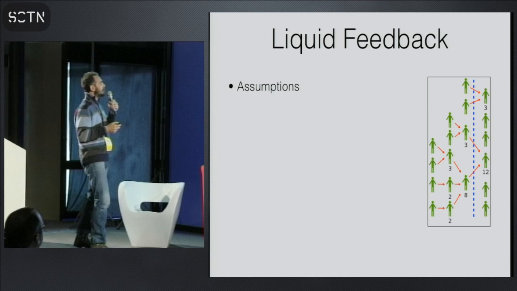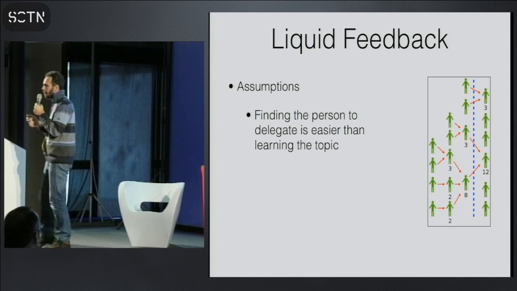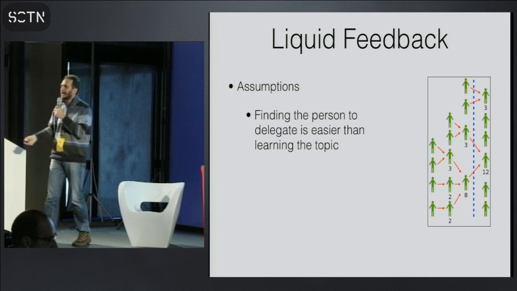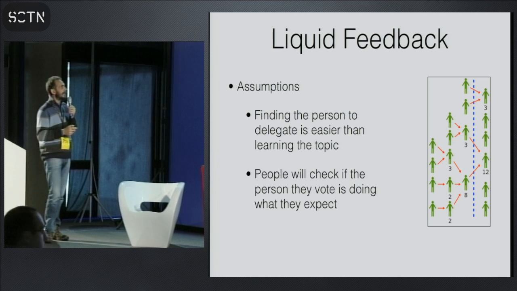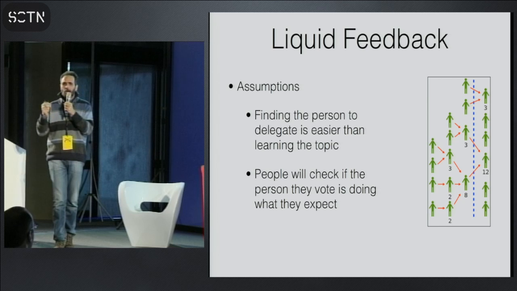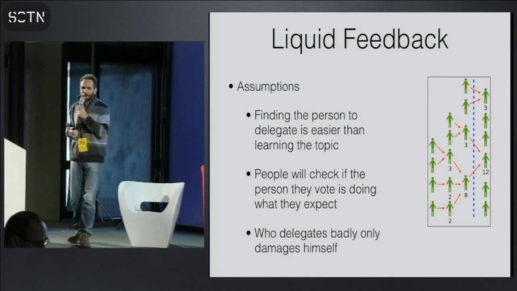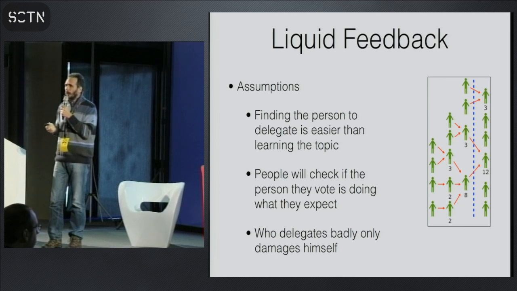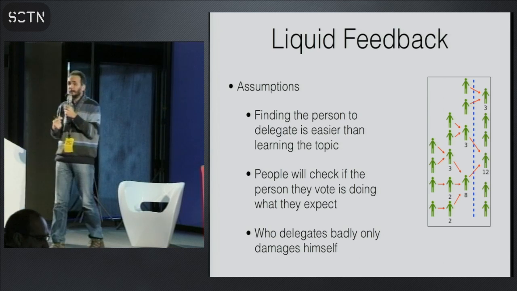There are some assumptions that you are making with this, and the first one is that finding a person that is able to vote on something as you would have voted if you were present at the election and you were educated, is actually easier than actually studying the topic. That's one assumption you must make. A second is that checking how people are voting is actually going to be cost effective. And the third one is that if someone delegates badly, he is damaging himself. Well, actually, if a lot of people delegate badly because there is a mafioso guy who is buying the delegation power from those people, the result is bad for the whole society.